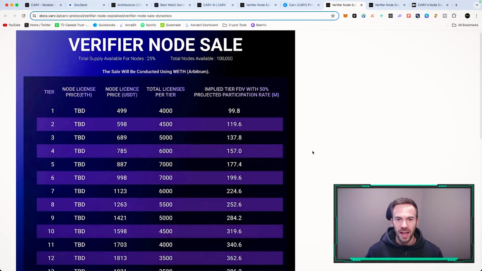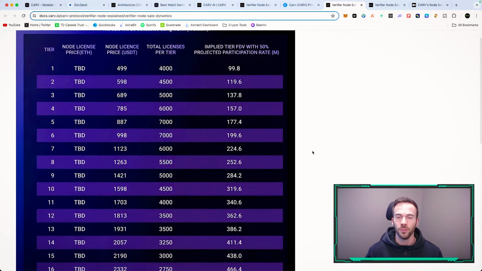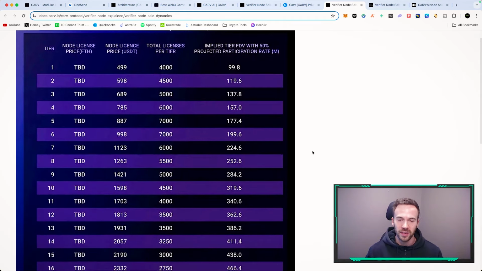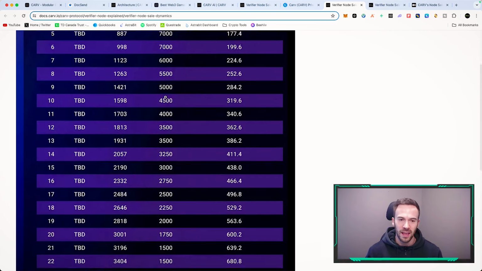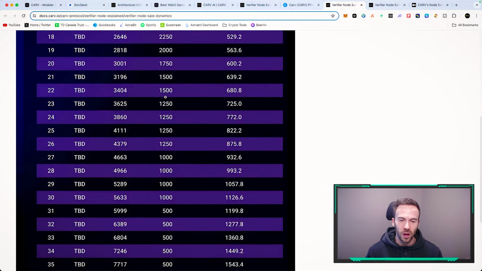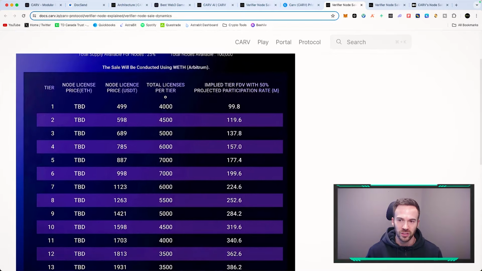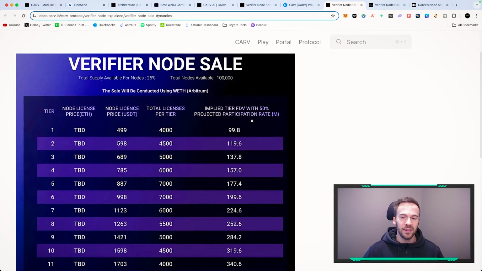Now, if we take a look at the different tiers, again, it's super similar to Ether, to GPU, to IO.net. All of these are having different tiers. If you get in on the early tiers, you're obviously paying a lot less. If we take a look at some of the tiers here, tier one starts at about $500. There are 4,000 nodes. And then as you continue going down these tiers, obviously the price of the node does increase. But if we take a look at the implied tier FDV, this gives you an idea of the valuation of the project based on how many nodes are sold.